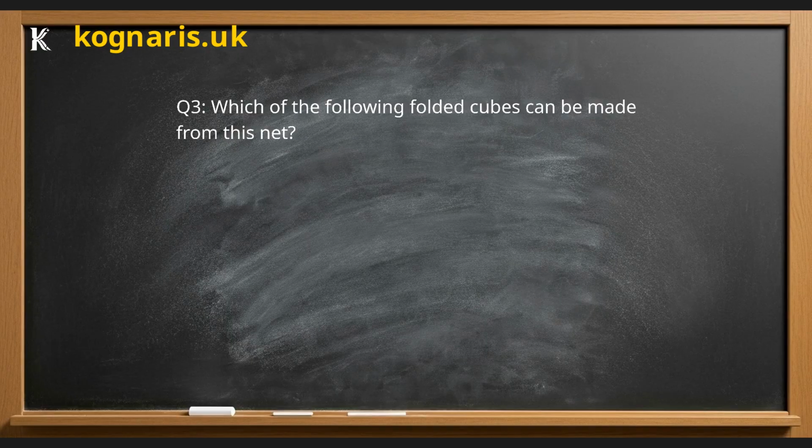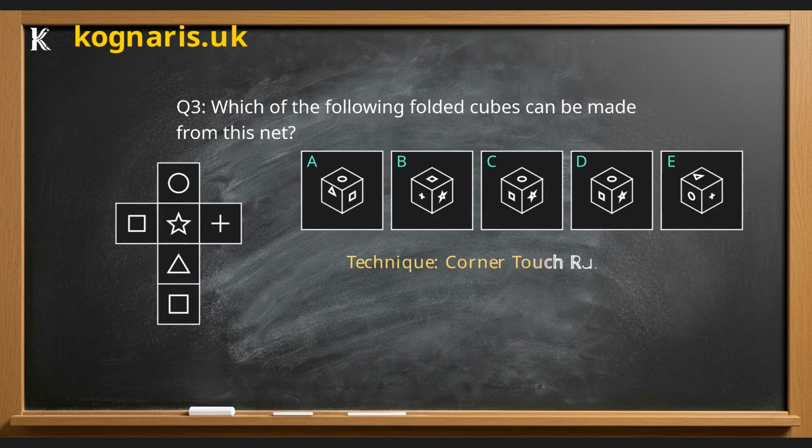Finally, let's solve question 3. This is a very challenging exam-style question where we must use the corner touch rule. Let's look at the net. The circle, the diamond, and the star meet at a single corner point in the top left of the star. When the net is folded, this corner becomes a single vertex, where these three faces meet.